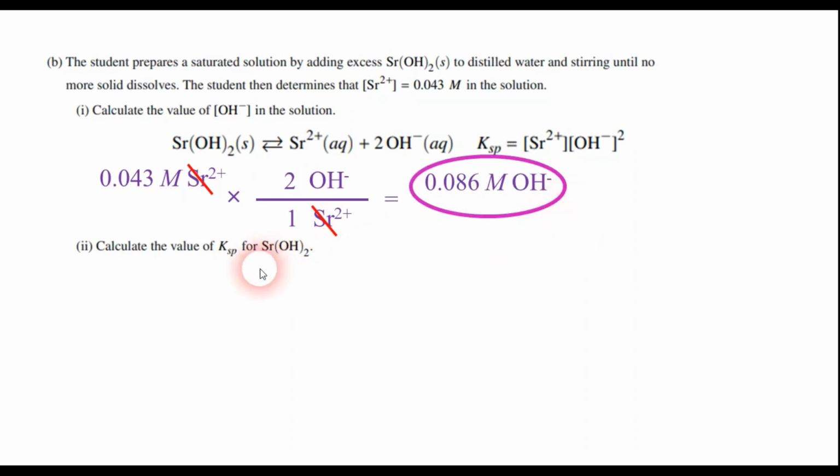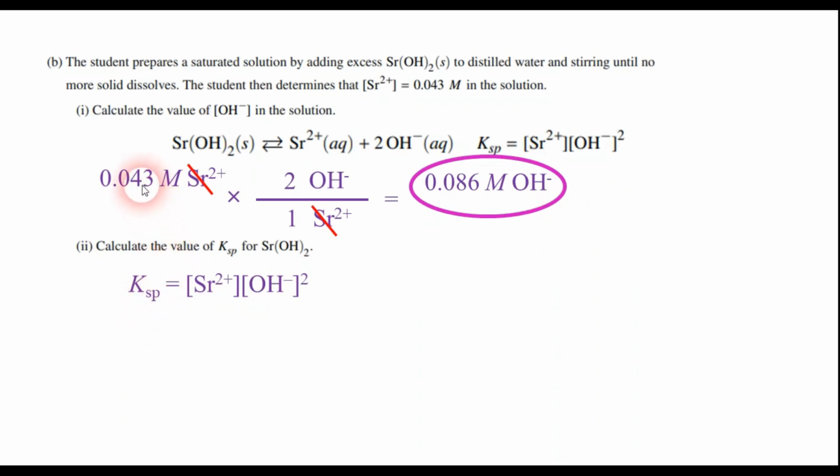Now, part B2 goes a step further and says, okay, calculate the KSP. And it's kind of nice because they usually don't do this, but this time they actually gave us the expression for KSP. Sometimes that's something that they would expect you to write. This time they actually gave it to you. So all you have to do is plug and chug.